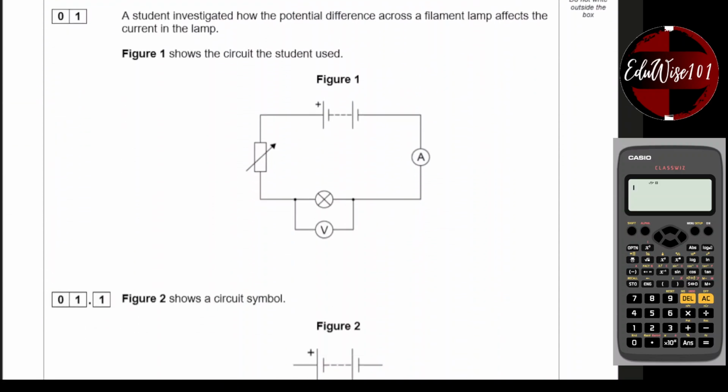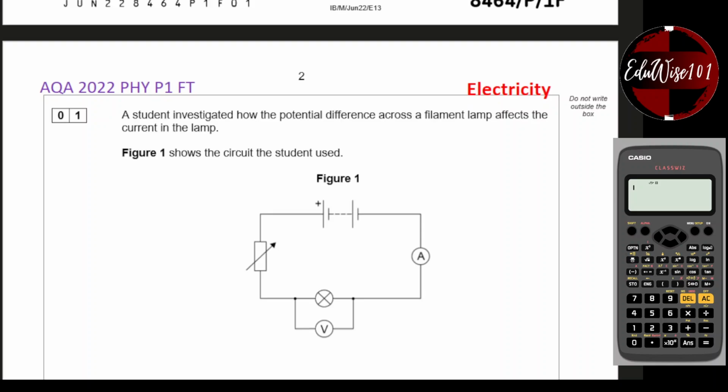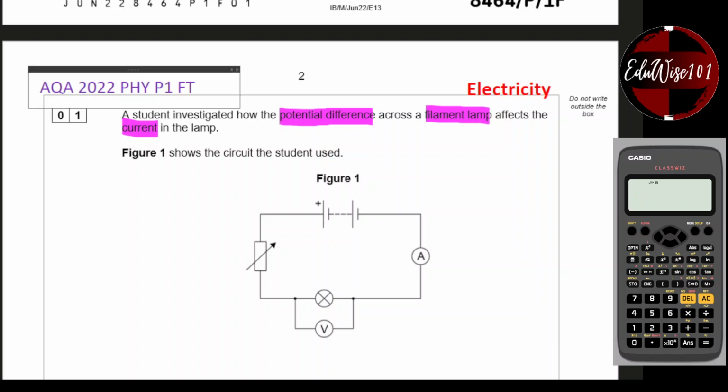Question number 1 is on the topic of electricity. A student investigated how the potential difference across a filament lamp affects the current in the lamp. So they're investigating how the potential difference across the filament lamp affects the current in the lamp. Now, figure 1 shows the circuit the student used.